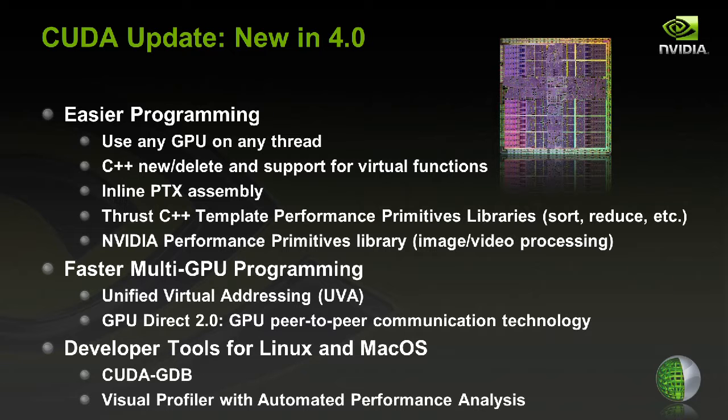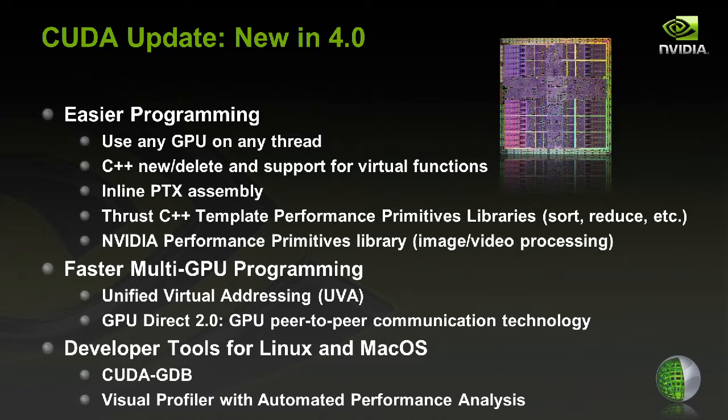You no longer have to worry about which context you're going to use on which thread. We want to add full support for C++, so now you can do new and delete on device. You can do virtual functions on device. So a lot of the same types of capabilities for polymorphism and all that you have on your CPU, now you can do on your GPU code.